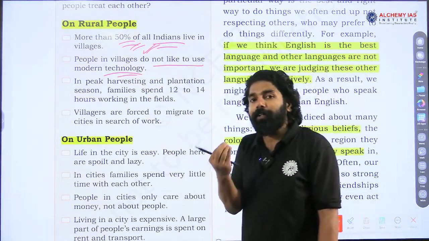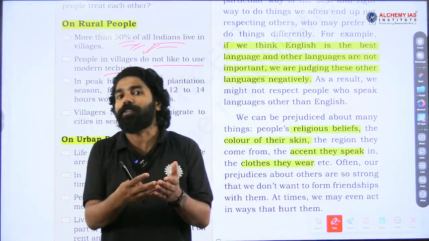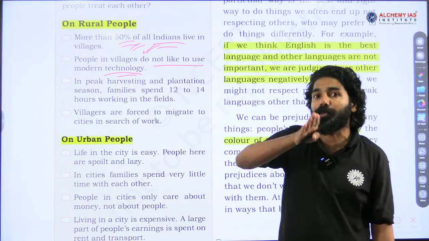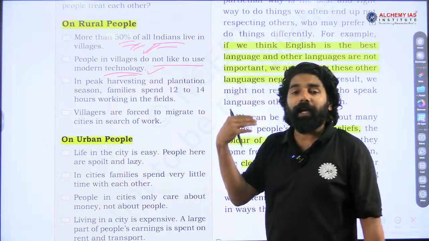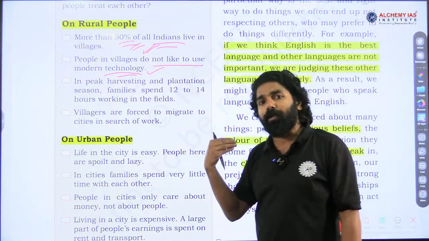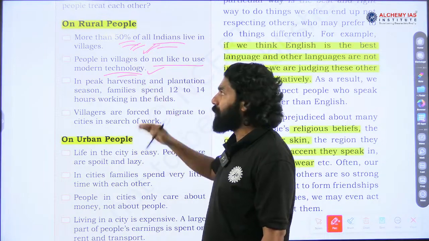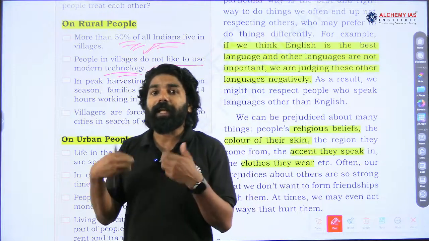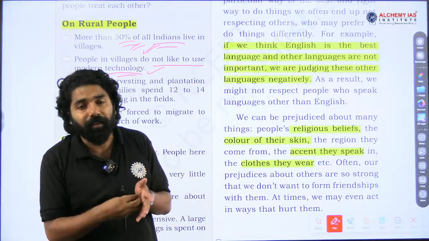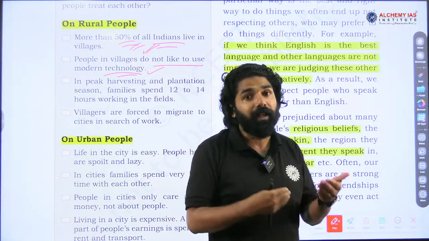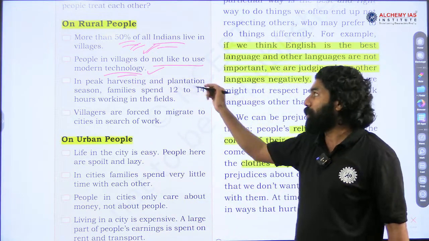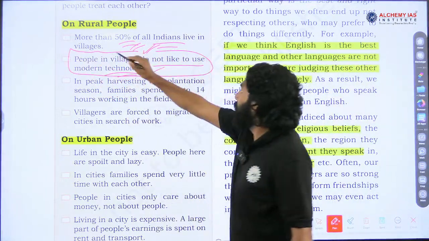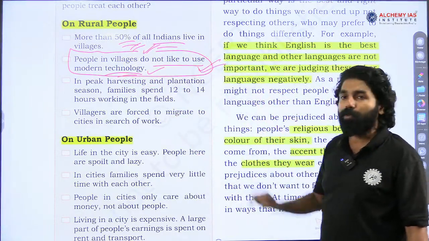Then the second one: people in villages do not like to use modern technology. This is a kind of prejudice we have towards rural sections, where we make a judgment or opinion. People residing in rural areas may lack access to modern digital devices, but that doesn't mean they don't like modern technology. The reason could be inaccessibility of modern technological devices or infrastructure in rural areas. That's why they were unable to access modern technology. It doesn't mean they don't like it.